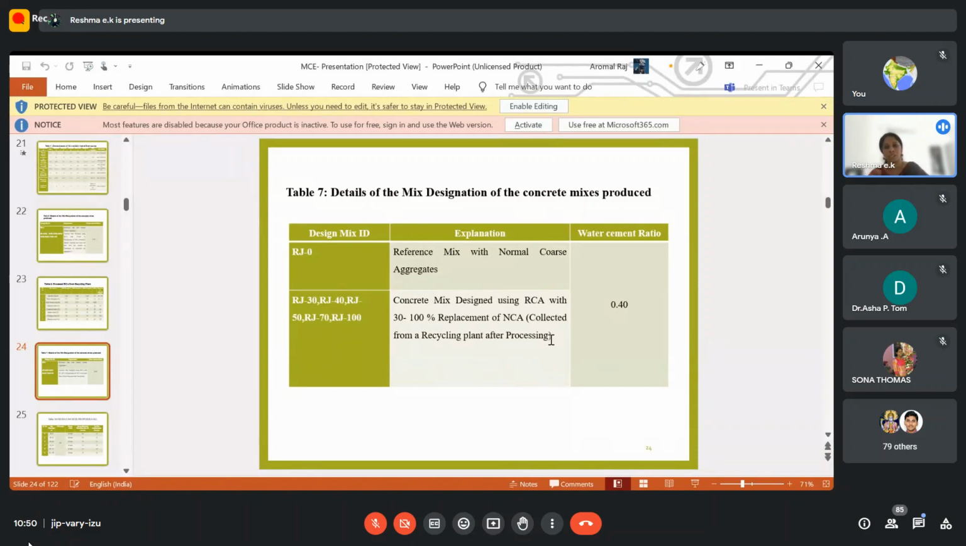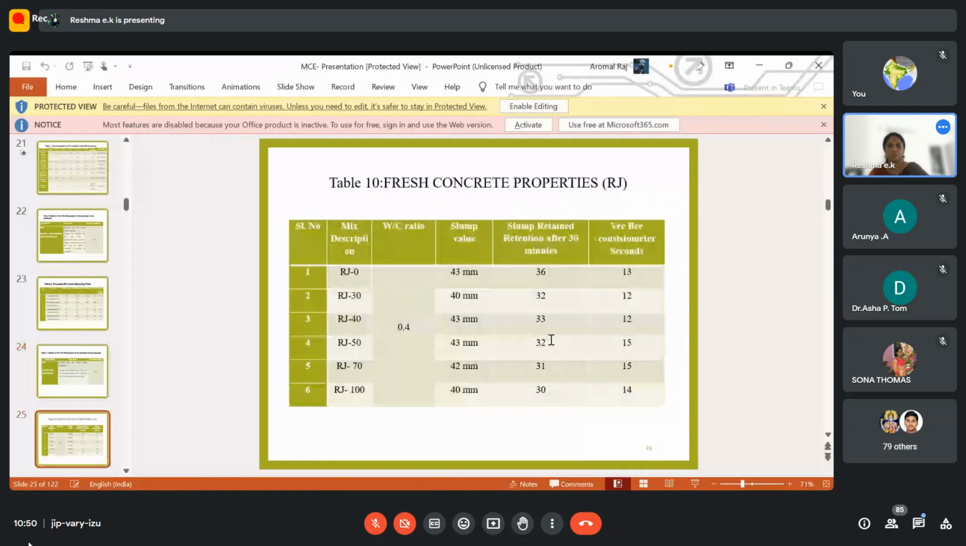Here, first of all, I used saturated surface dry aggregates. That means first wash the aggregates, then soak them in water for 24 hours, then surface dry them, so that the water demand will become less. And I could get a good slump with 0.4 as water cement ratio.